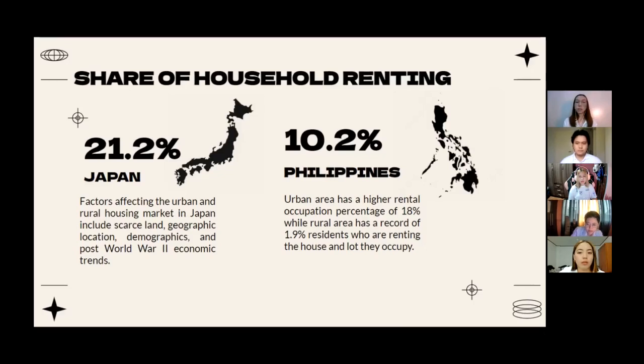So for the Philippines, 10.2% of the country's households are renting a house or room, including a lot. Urban area has a higher rental occupation percentage of 18%, while rural area has a record of 19% residents who are renting the house and the lot they occupy. In the urban areas, NCR and Calabarzon have the highest percentage of families occupying rental housing with 31.3% and 19% record respectively. Next slide, please.